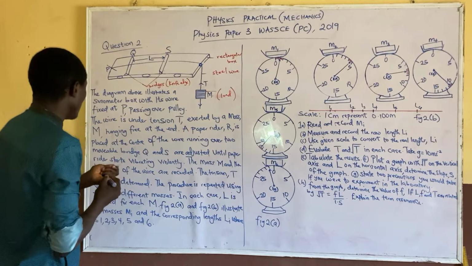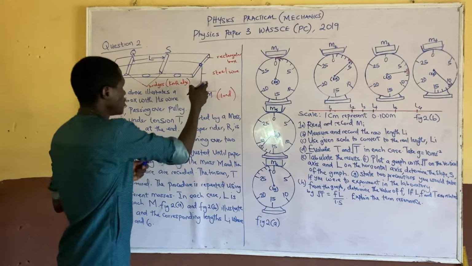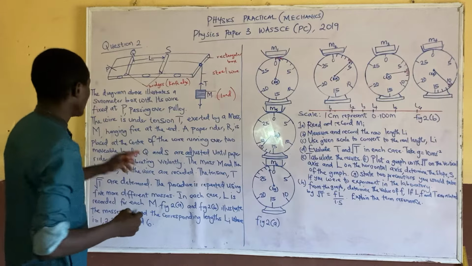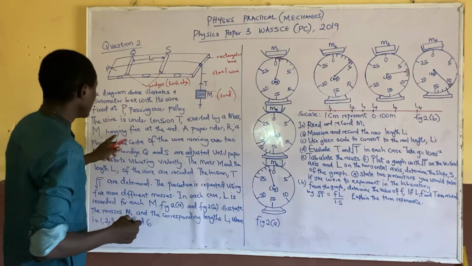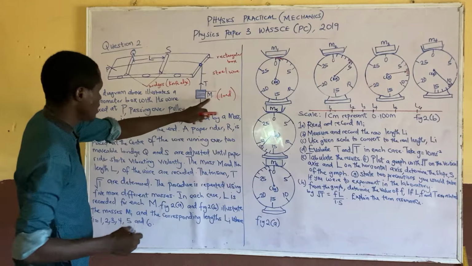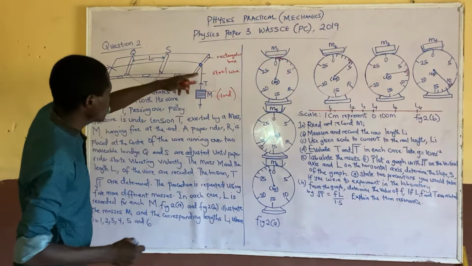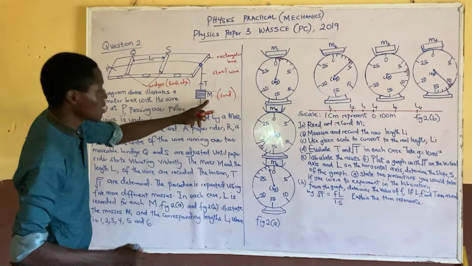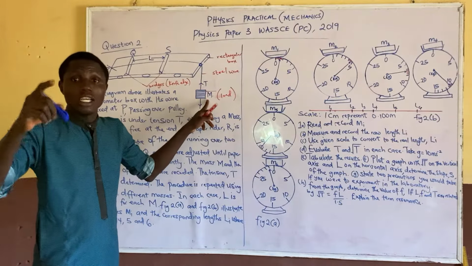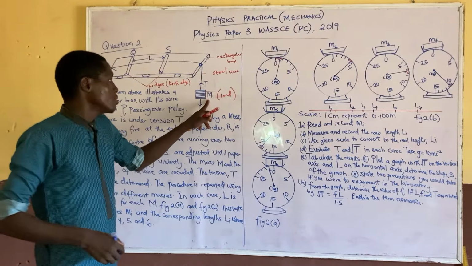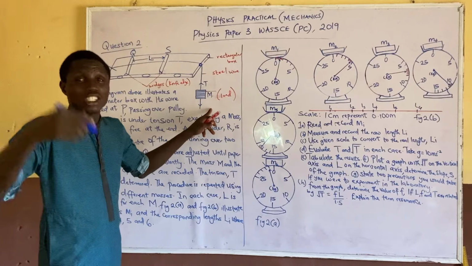So now the wire is under a tension T, exerted by a mass M, hanging free at the end. There's a tension produced here as a result of the mass. Tension is the force in a rope or in a string.